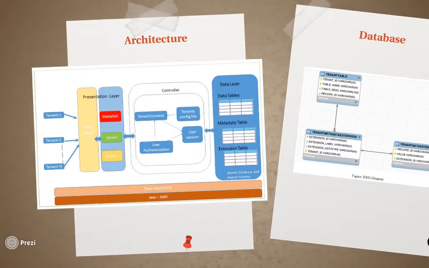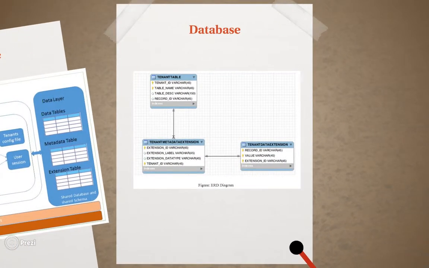Let's move on to the database part. We have used a multi-tenant database structure for our project. We have designed our tables using the shared database and shared schema extension table method, and we have basically three tables. One has the metadata information, one has the tenant information, and one has the data information.